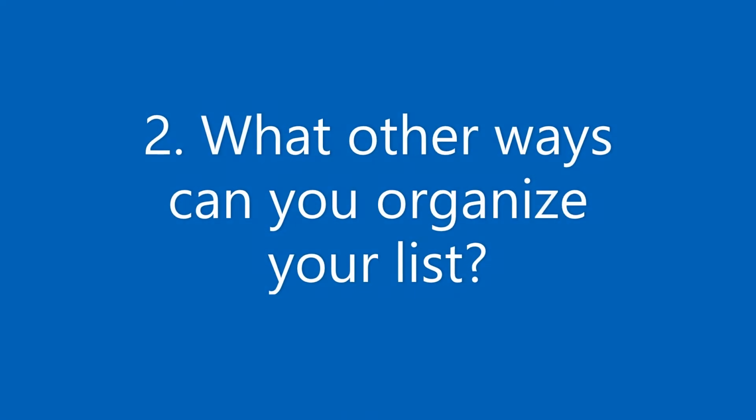Question 2. What other ways can you organize your list? Most people just list the living things in the order in which they think of them. You could also organize your list according to the kingdoms of life: animals, plants, fungi, protists, bacteria. Or you could organize them by where they live: land, water, sky, underground, or by how they get their food, or by their size, or by something else.